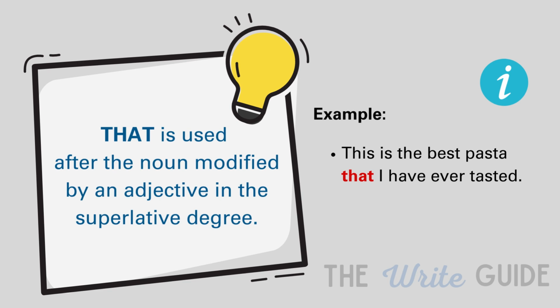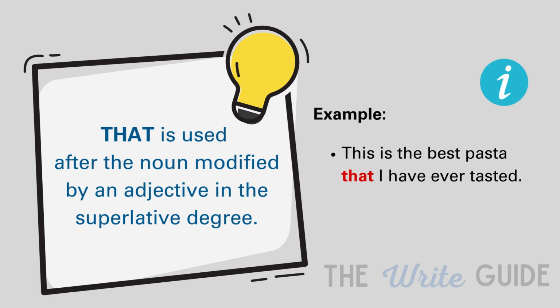Also, that is used after the noun modified by an adjective in the superlative degree. Okay, so two things to review here. An adjective is a word that describes a noun or a pronoun. There are 3 degrees of comparison: positive, comparative, and superlative. Positive meaning there's no comparison made. Comparative meaning you show which of the two things or persons compared is or has more or less of the quality. And superlative shows the most or highest degree of the quality being compared.